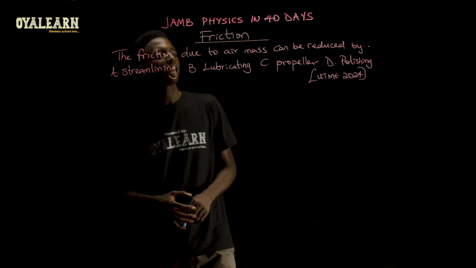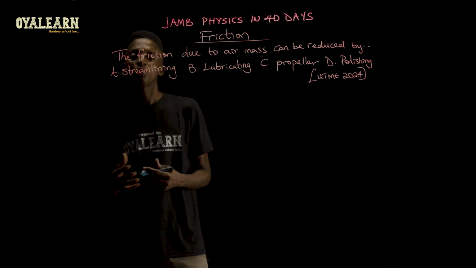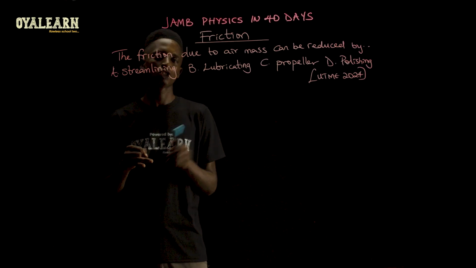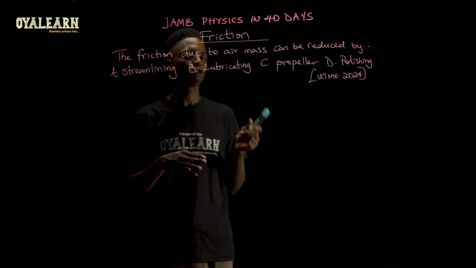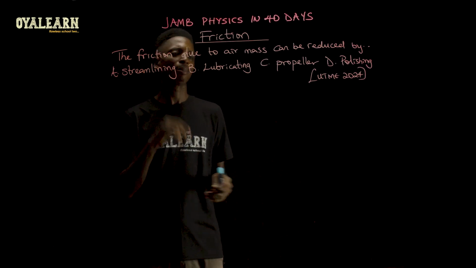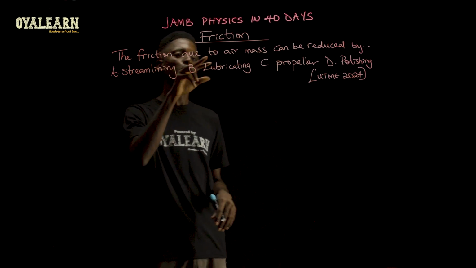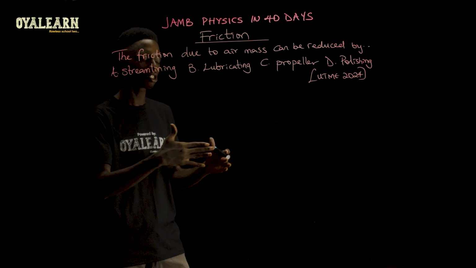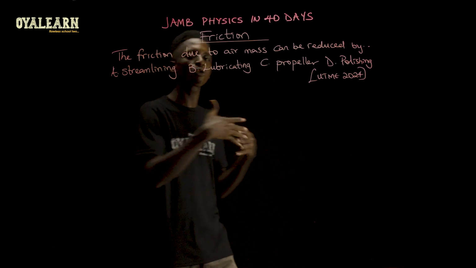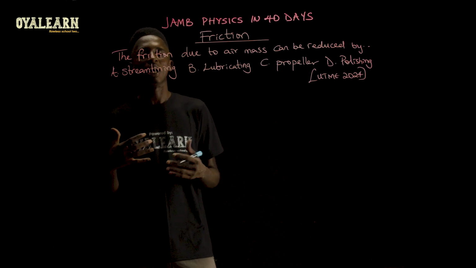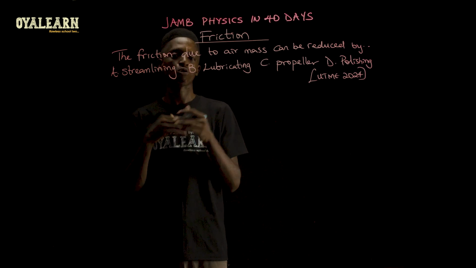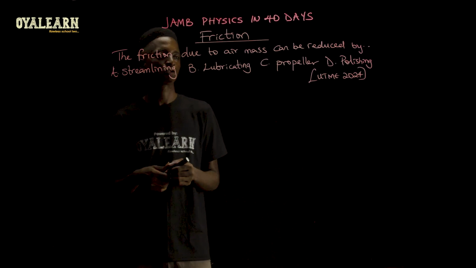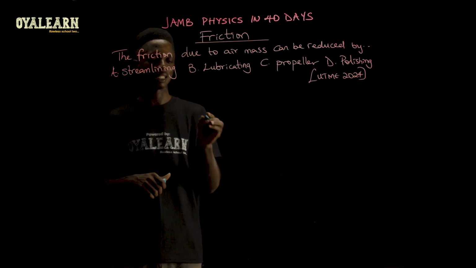The friction due to air mass can be reduced by... To reduce friction, there are several methods that could be used, which include lubricating, streamlining, polishing, use of ball bearing, amongst others. But in this case, our focus is on due to air mass. For example, when a car is traveling at high speed, the body needs to be streamlined in order to enable it go through that massive air without building so much drag force due to frictional forces. So to reduce drag, you need to streamline such an object. So the correct option in this case is option A.